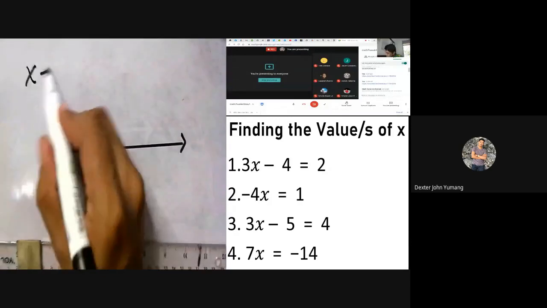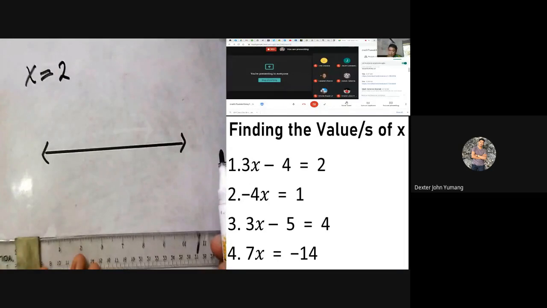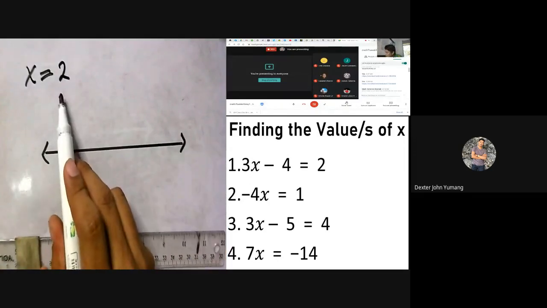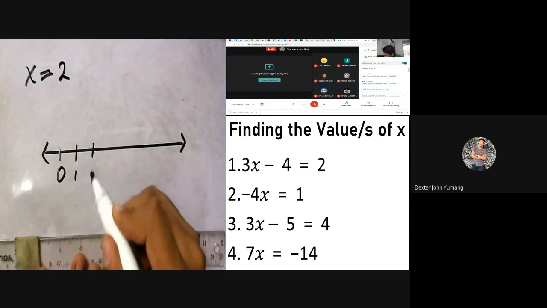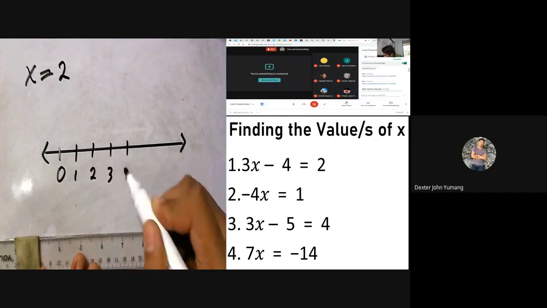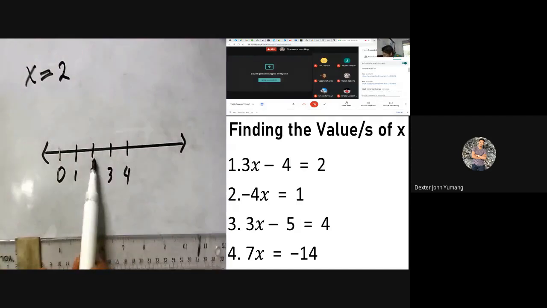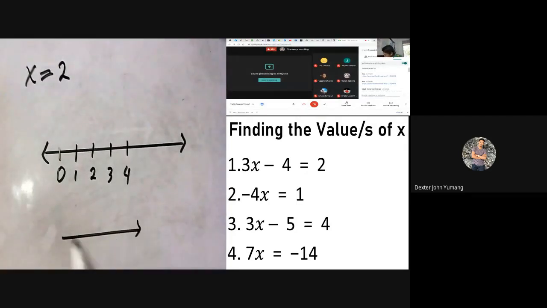X equals 2. Tama? Yan yung sagot kanina. So, when you do it in graphical method, since positive number siya, let's focus on positive numbers. Let's begin our first number as 0, 1, 2, 3, 4. You have to make sure na itong distansya nyo dito are the same. Hindi po pwede na ganito ang mangyayari sa inyong may 0 dyan, may 1 dyan, tapos dito ang 2. Hindi po pwede yan, yung magkaiba-iba po ang space.